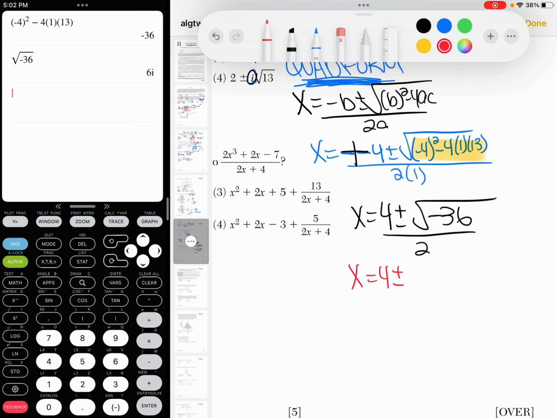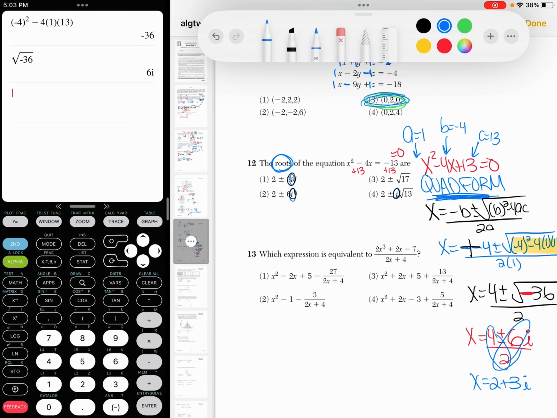When it says non-real answer, and we should know this already being in this class, anytime you square root a negative, it's not real. So the square root of 36 is 6, but when you're square rooting that negative, it gets you an i. It tells you it's imaginary. And then that's still over 2. But now I can divide. 4 divided by 2 will get me 2, and 6i divided by 2 will get me 3i. So that's going to be my answer, 2 plus or minus 3i, which is choice 1.